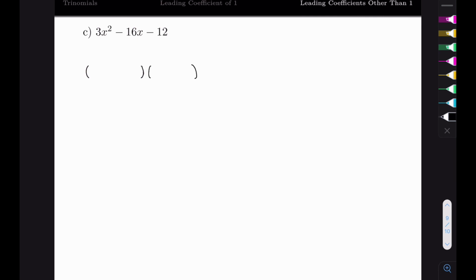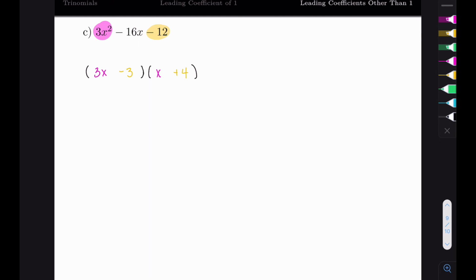Okay. We need 3x squared as our first term. So let's try 3x and x. That's really the only way we can get to 3x squared. And then we need negative 12 in the last term. So let's try negative 3 and positive 4.